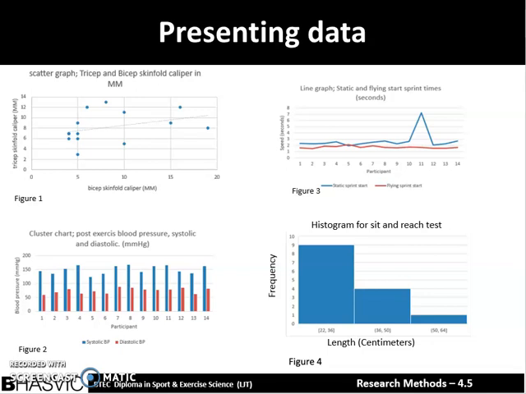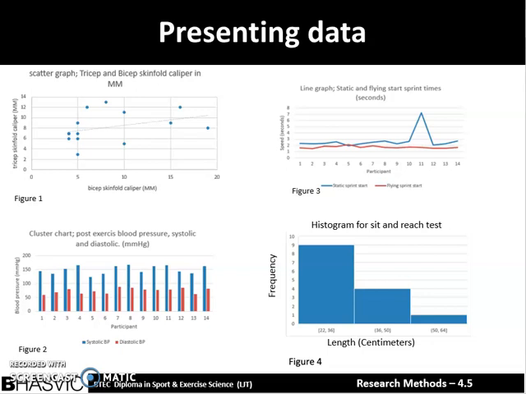Figure 3 shows a line graph where two different types of start were compared on their effects on sprint speed whilst carrying out the sprint test. There were two different datasets for the flying sprint start and the static sprint start. An issue that I do have with the line graph is that the points shown on the graph for each participant are harder to see than on a cluster graph, where it is clear that the bar is for each participant.